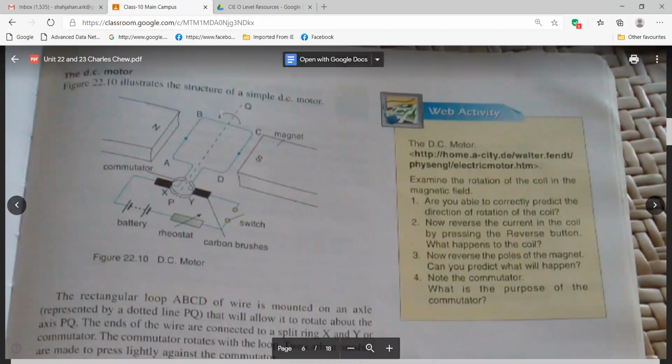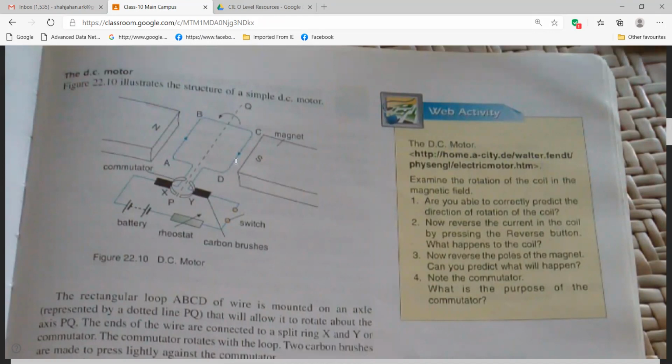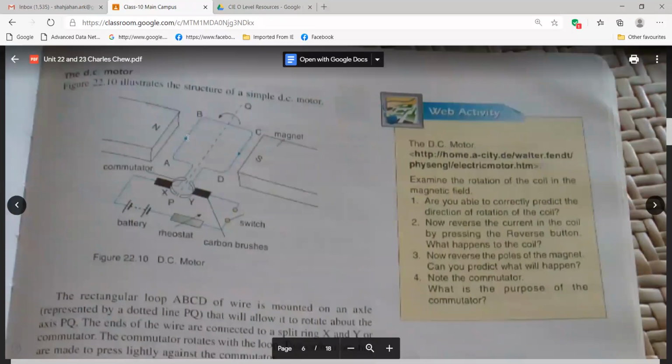Okay, this arrow is showing you the rotation of the coil about the axis. How it is rotating, we will try to understand. You see the current direction in CD and also you see the current direction in AB, and the magnetic field north to south.